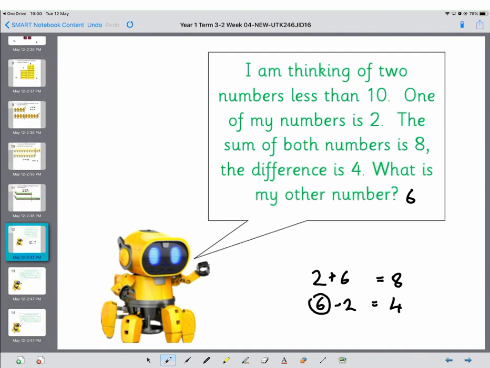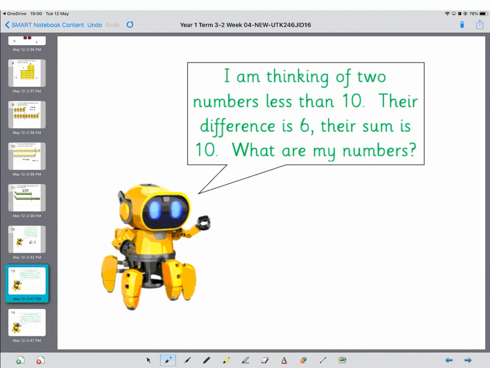Okay, next one is a bit trickier. It's all right. These points, these are just robot challenges. You don't need to do them if you don't want to. But again, I'll give you a few seconds to pause the video and then we'll go through.